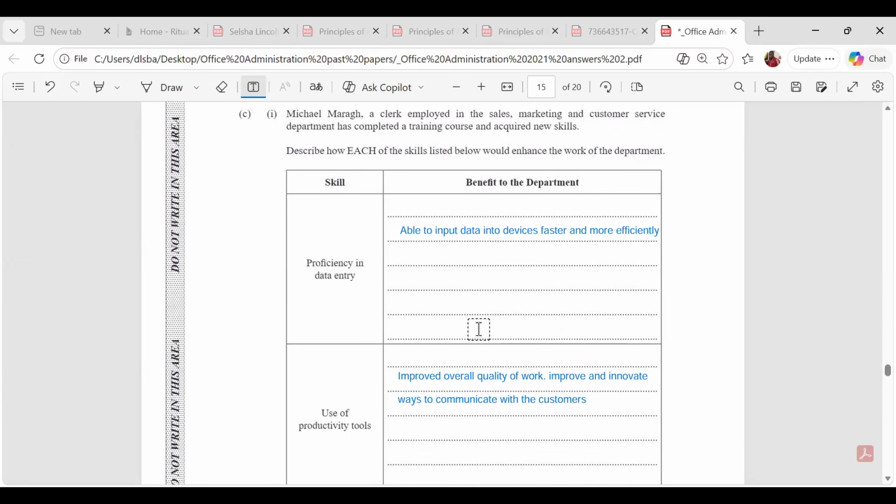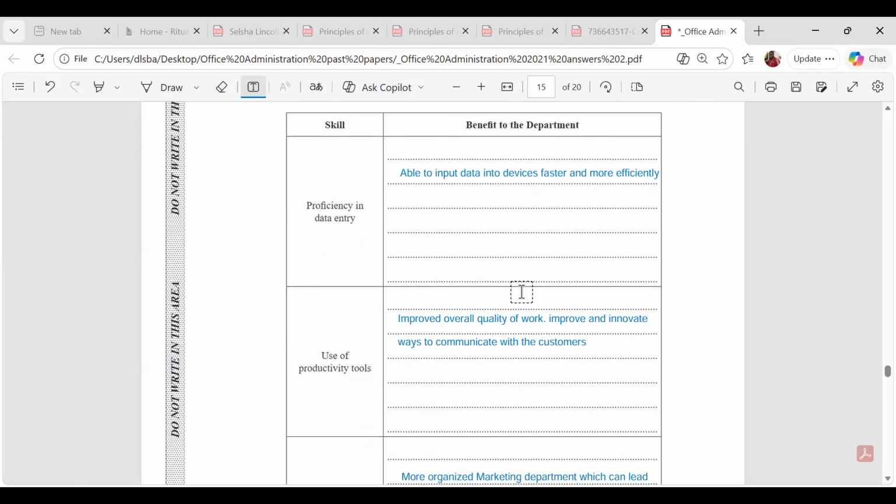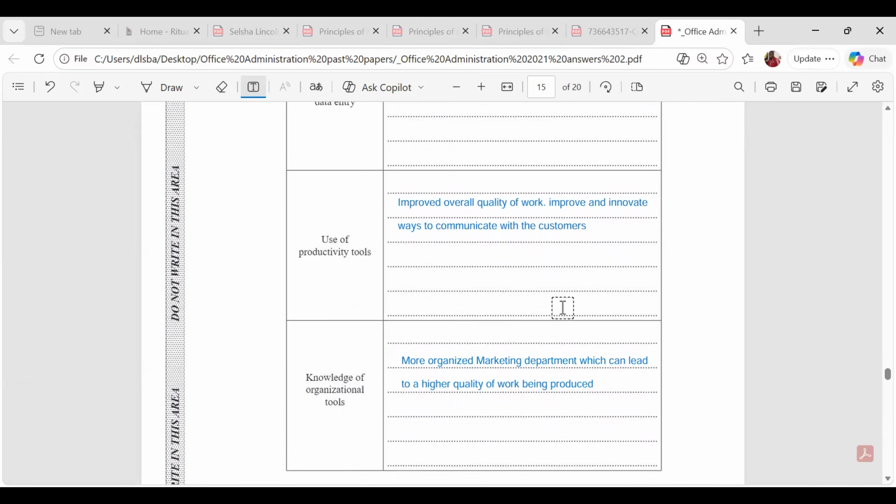So the proficiency in data entry will allow you to enter information on customers, etc., faster and more accurately. If you could use productivity tools like Microsoft Word and Excel, you can now complete reports and budgets much faster, improving the overall performance. Knowledge of organizational tools could lead you to being more efficient, missing fewer deadlines, missing fewer meetings, etc.